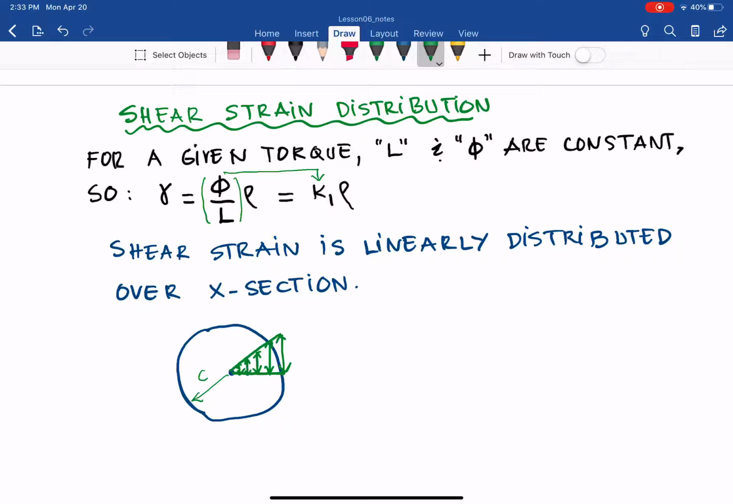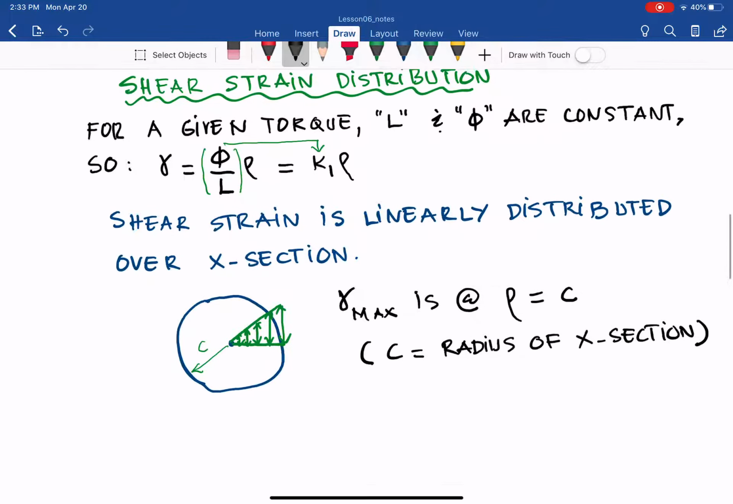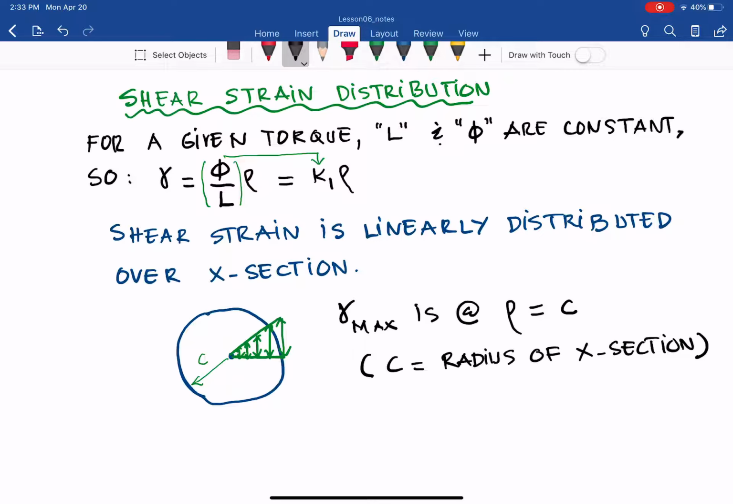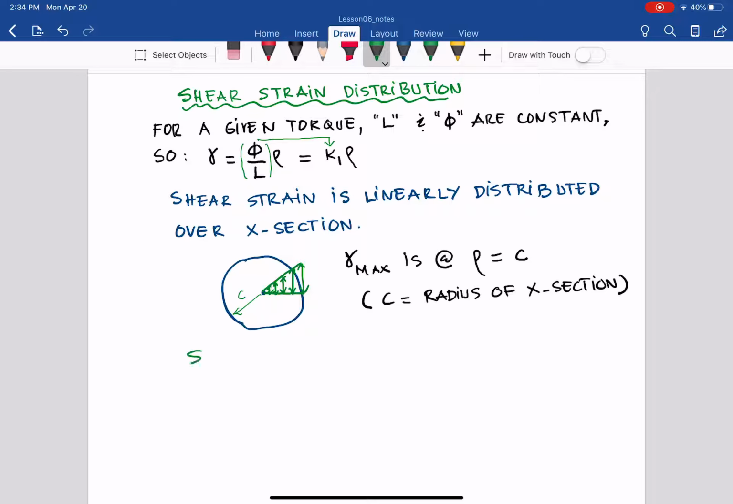Then we have γ max. The maximum shear strain is at a radial distance equal to C, where C is the radius of the circular cross section. Only solid circular or hollow circular cross sections are what we will talk about for torsion in this class. So that is the shear strain distribution. The next one is the relationship between shear strain and shear stress. So let's talk about the distribution of the shear stress. Here we have the shear stress distribution.